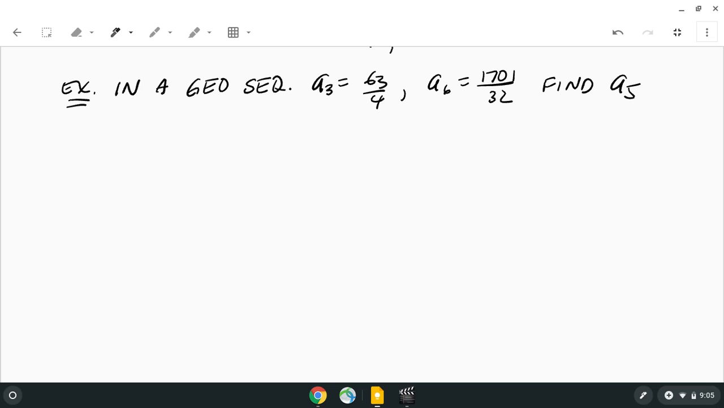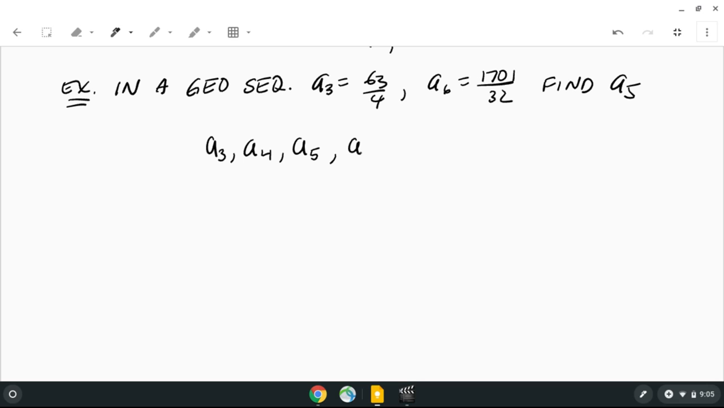You could use systems of equations just like with arithmetic sequences. There's an arithmetic sequence version of this type of problem, and I showed you a different way where you just look at how many times you added D. Here, instead of adding D, you're multiplying by R. So let's just take a look. A3, A4, A5, A6, and it goes on.